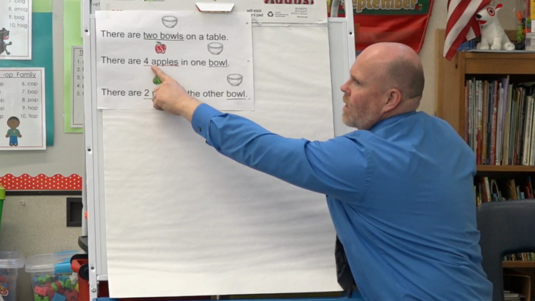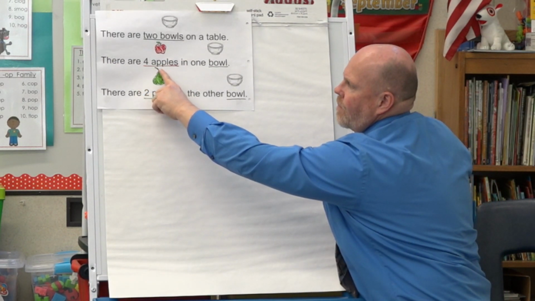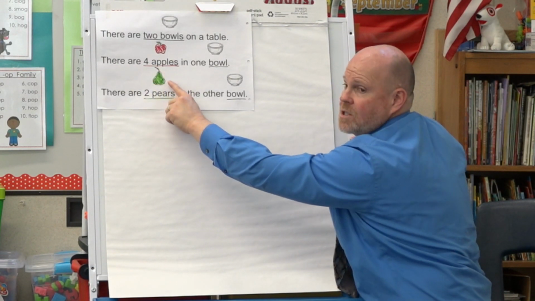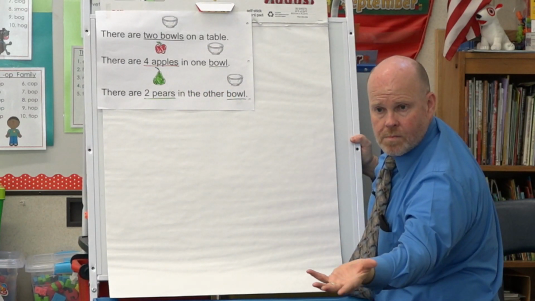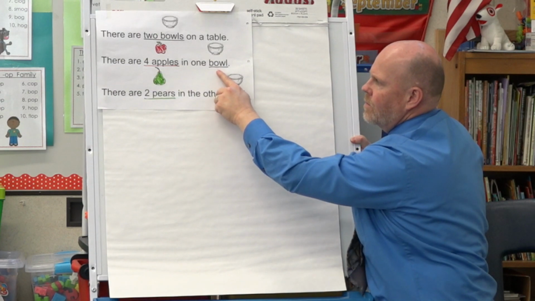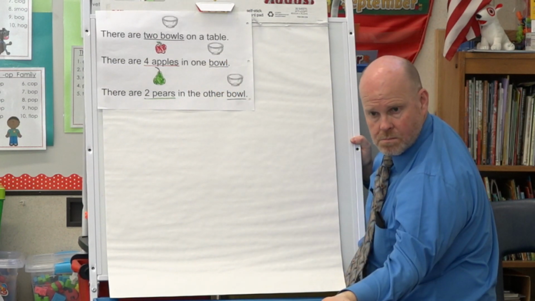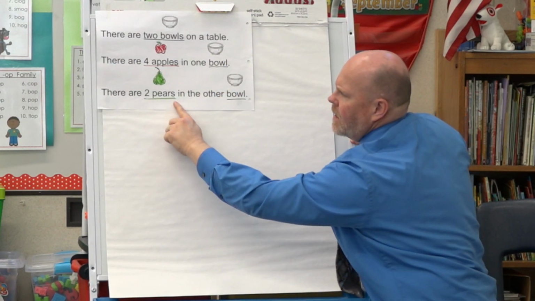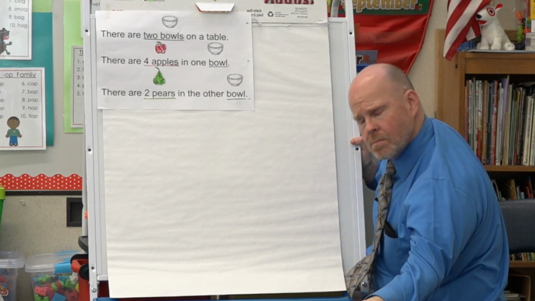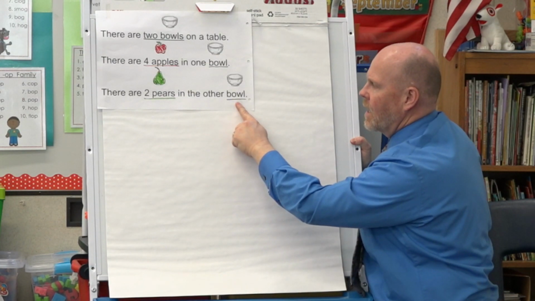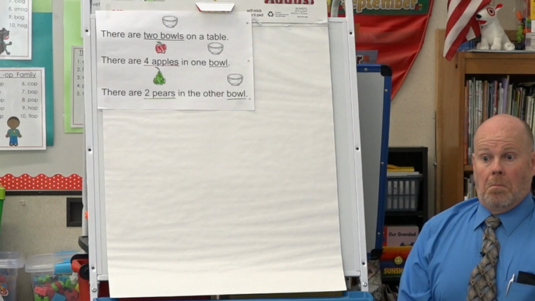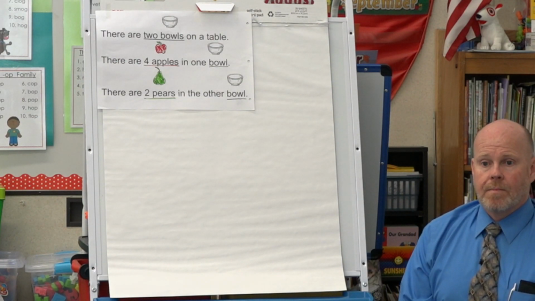Good. And then when I get over here, what do you think I'm going to say? 4 apples. So let's practice. 4 apples. 4 apples. When I get here, you're going to say bowl. Bowl. And when I get here, you're going to say 2 pears. 2 pears. Beautiful. And then when I get here, you're going to say bowl. Beautiful. Ready position? All right.